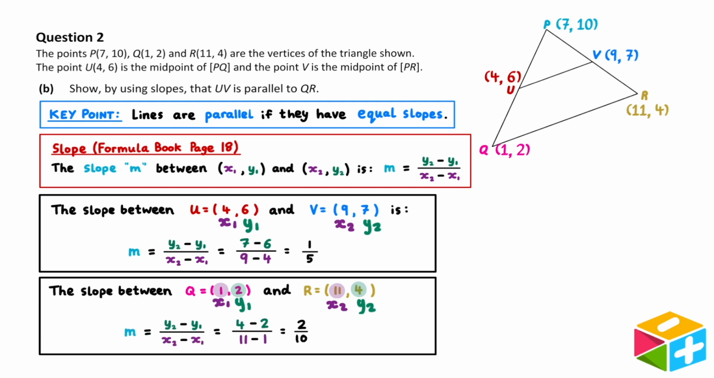4 minus 2 is 2, and 11 minus 1 is 10, so we get 2 over 10, which simplifies to 1 over 5. This is the exact same as the answer we got earlier. Since the slopes of the lines are equal, we can conclude that the lines are parallel.